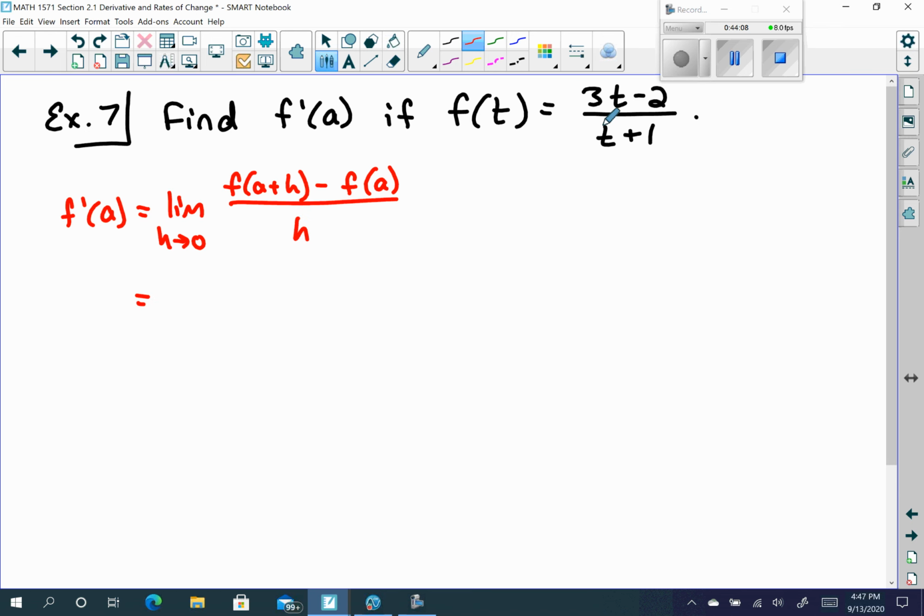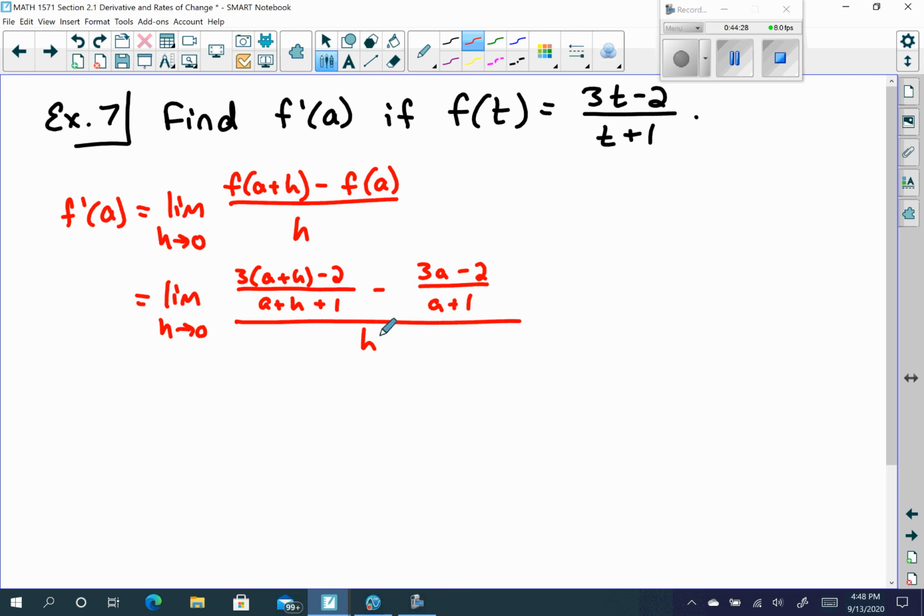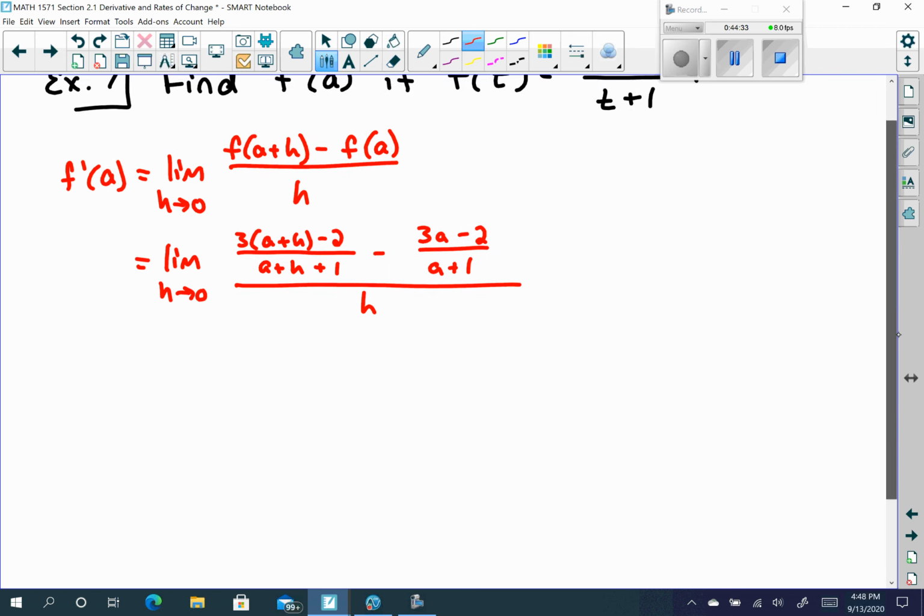Carefully substituting this in because we have a fraction, we get the limit as h approaches 0. Very carefully here, we're going to get 3 times (a plus h) minus 2 over (a plus h) plus 1, that's that x plus 1 here, minus f of a, which is just 3a minus 2 over a plus 1. Now all of this is over h.